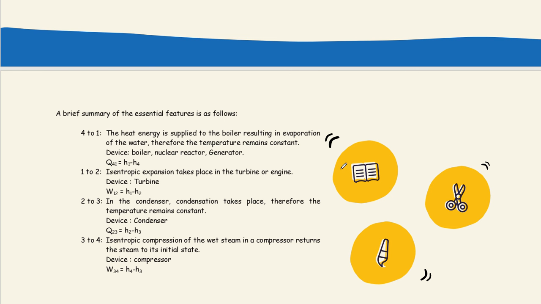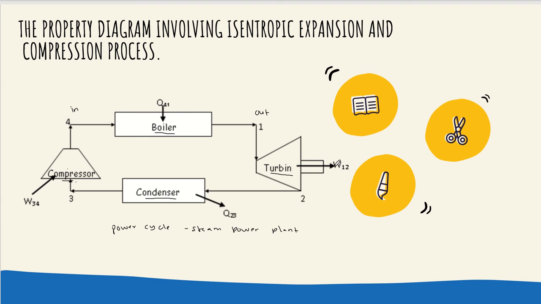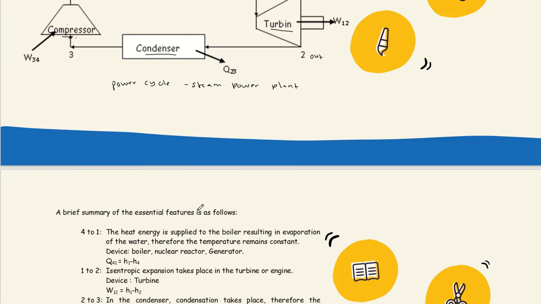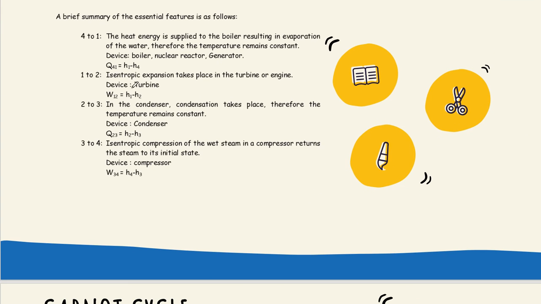And then for process 1 to 2, in for turbine at 1 and out for turbine at 2. So the process involved is isentropic expansion takes place in the turbine. So the device is turbine. In the turbine, it involves work W, which is H1 minus H2.